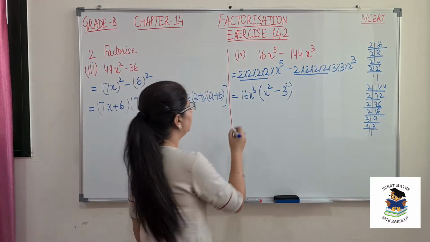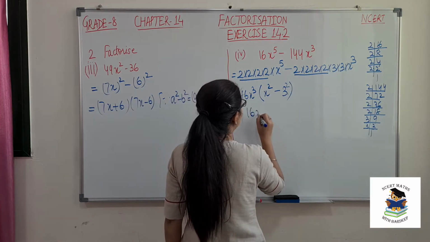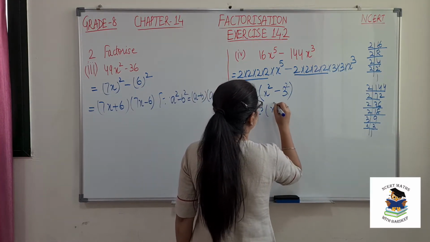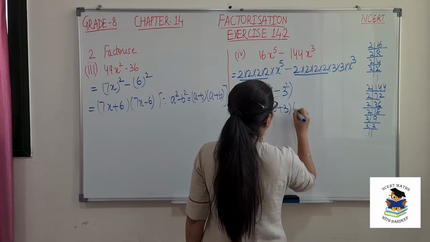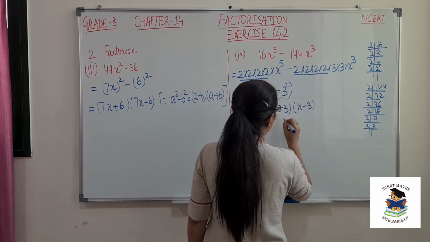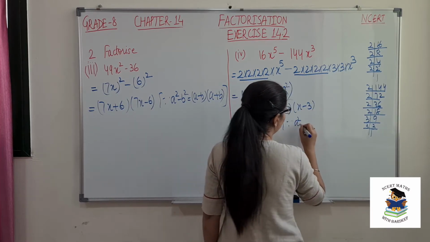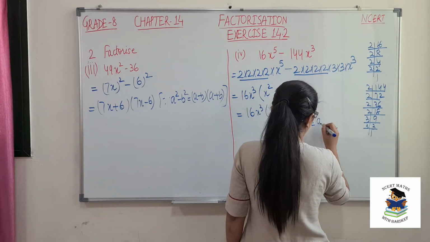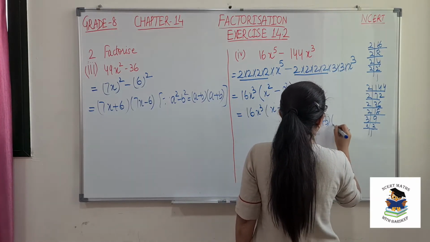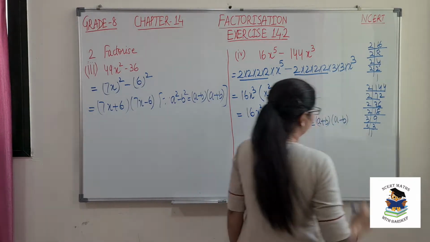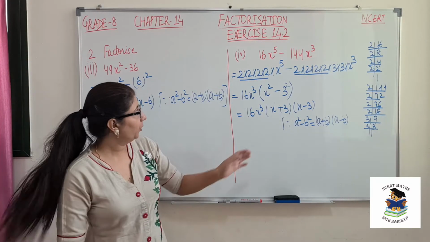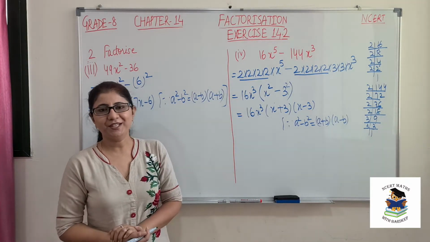Okay. So now we can use this: 16x cube, x plus 3 and x minus 3, because a square minus b square is equal to a plus b into a minus b. I hope this is clear. Now let's move on to the next part.